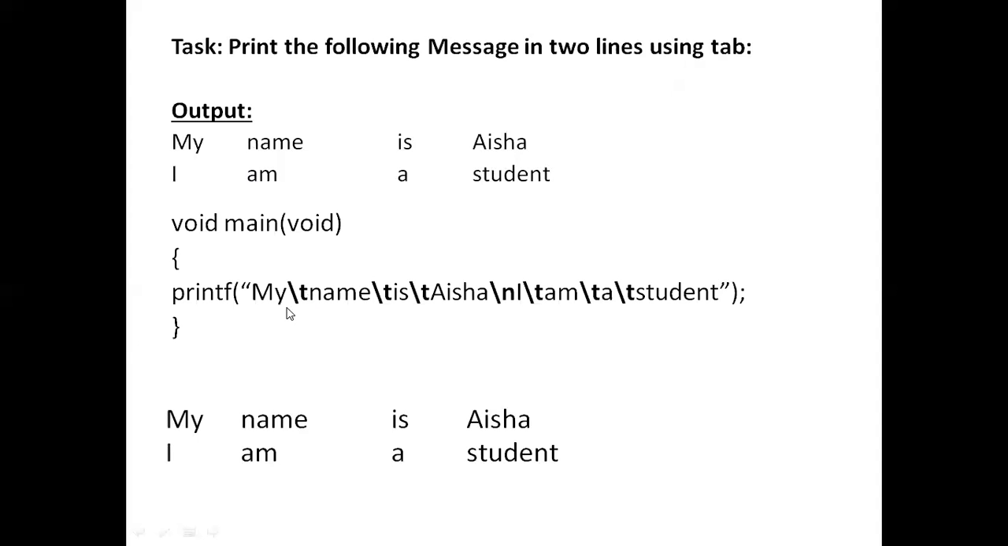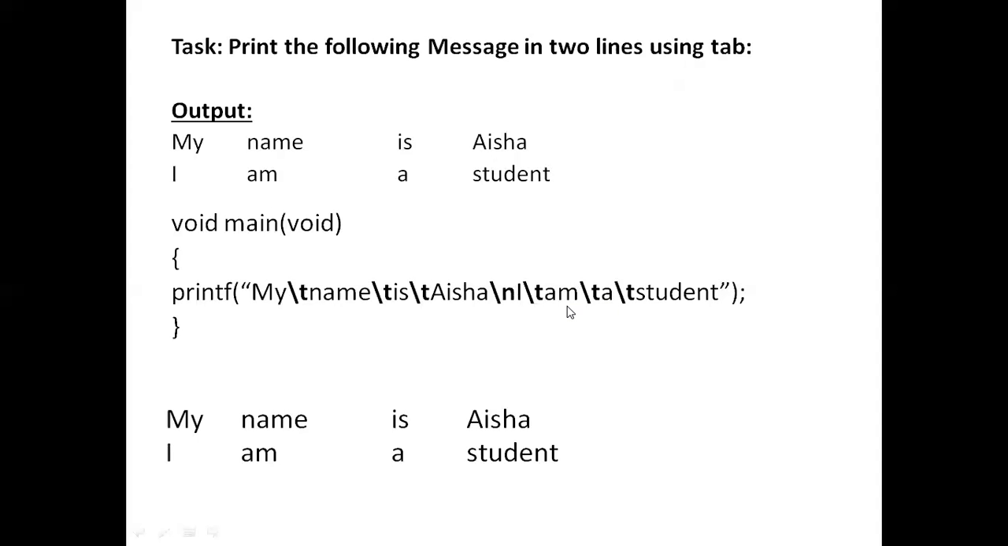I'll write down that my \t to give the 8 spaces name. Then there's again \t is \t Aisha. And after the Aisha, we are moving towards the next line, so I'm using the \n. We will come here, and then we will print I, then \t to align the M with the name, and to align the R with the is, and to align the student with the Aisha.